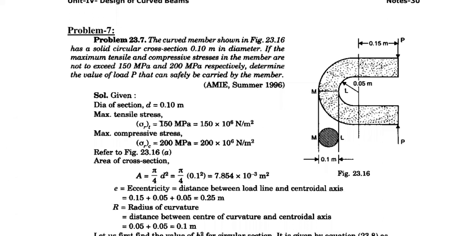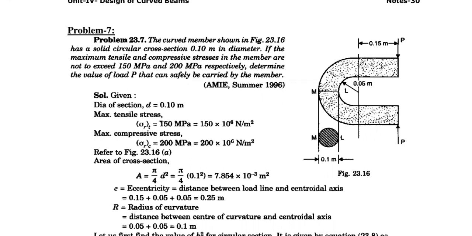After observing this figure, the compressive stress and tensile stress values are given, and the diameter of the cross section is 0.10 meters. The circular section is here. Please observe the cross section from M to L. At this position you have the circular cross section. While calculating the e value, it is up to the centroidal axis of the section M to L. So draw a line from M to L and identify the centroidal location. Up to that point you have the e value. I hope you are understanding.